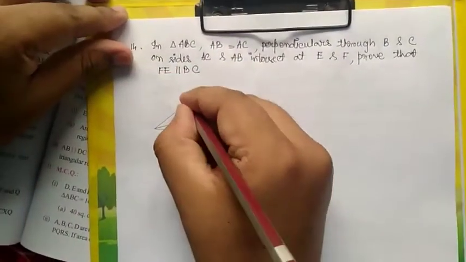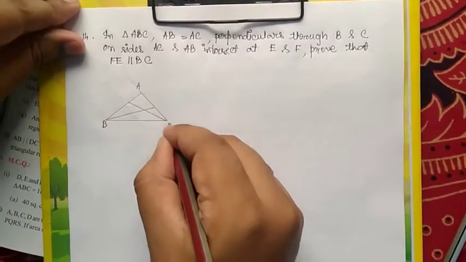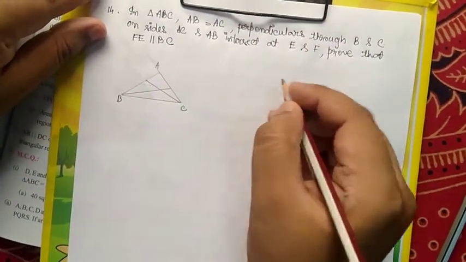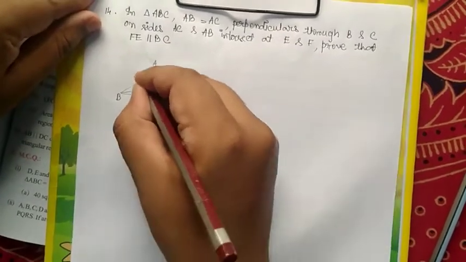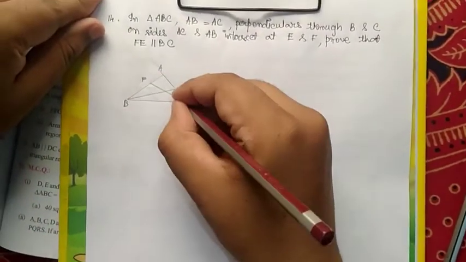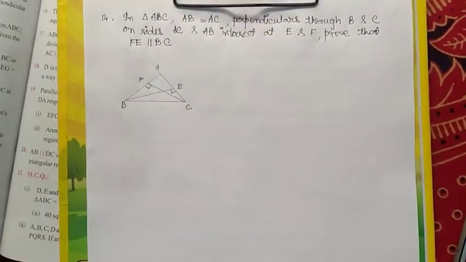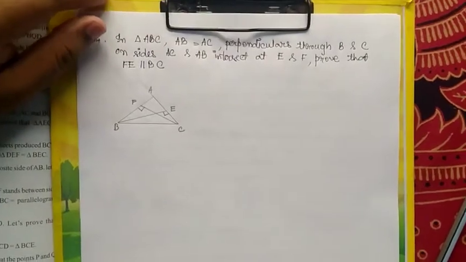So this is triangle ABC, where AB equal to AC side and perpendiculars through B and C on sides AC and AB should be E. This is E and this is F. This is perpendicular, so we'll draw the sign of perpendicular.